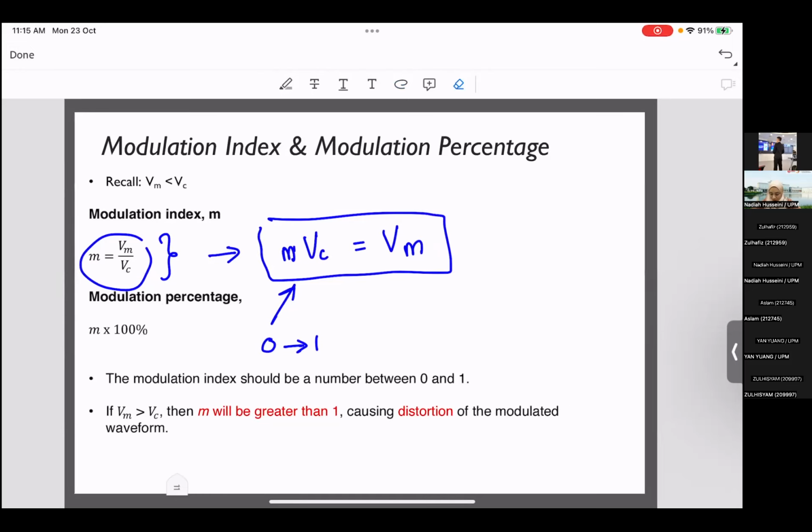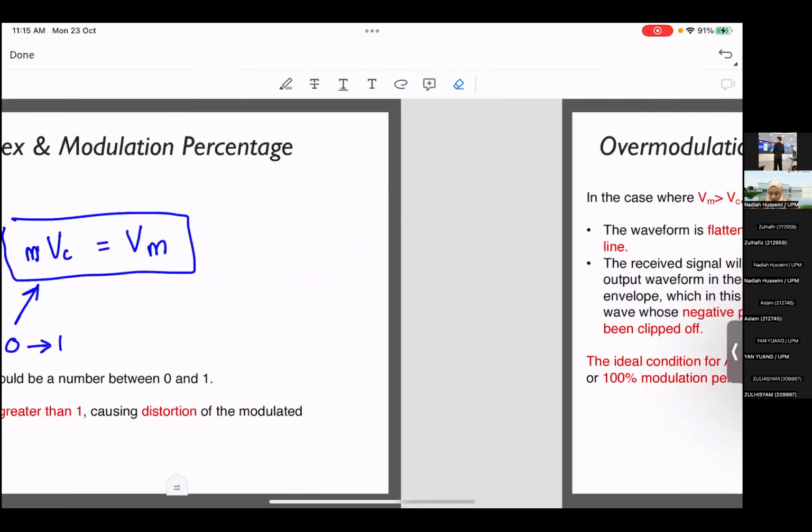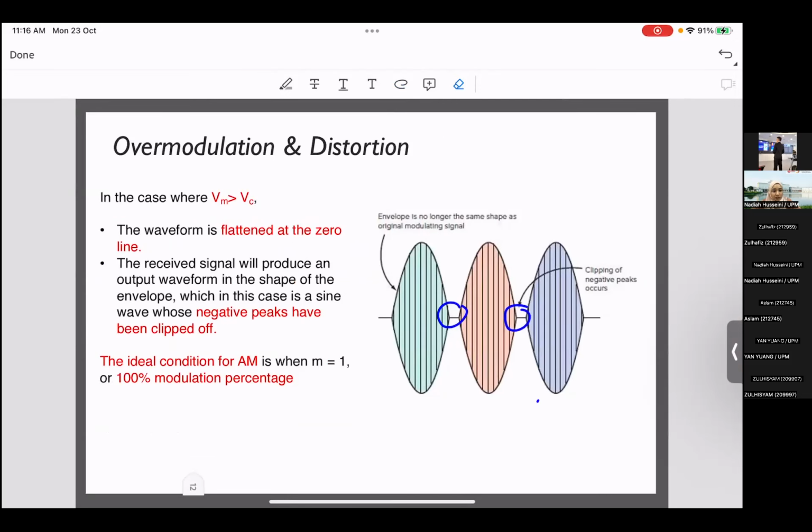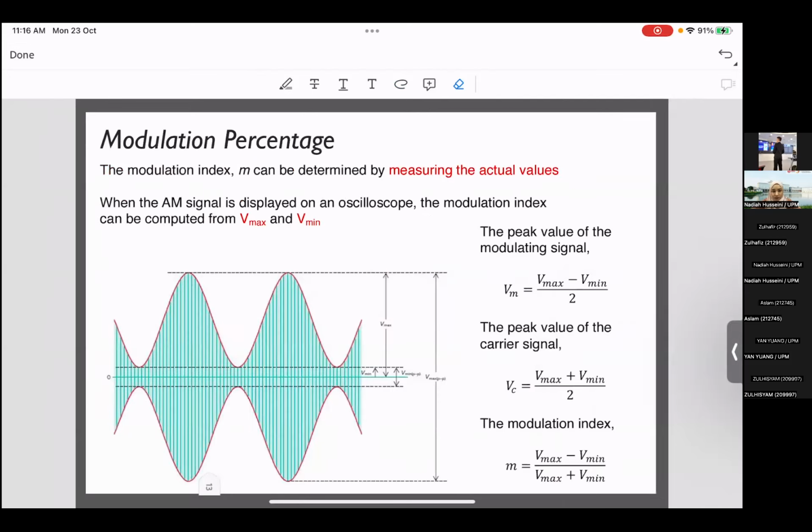Okay, next. And then we have our over-modulation and distortion. We talked about this as well. We saw clipping of negative peaks, so it looks like this. You still get a waveform, but you can't demodulate it. What is demodulating? You will figure this out later in AM transmission and receiving.